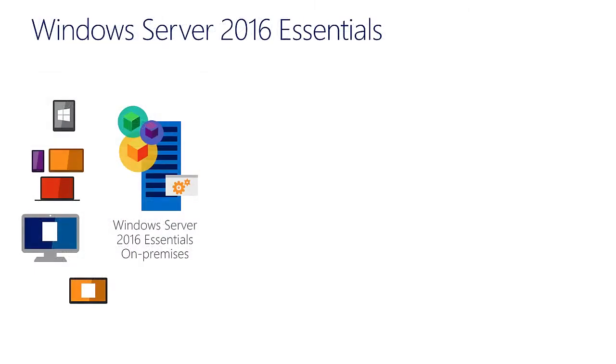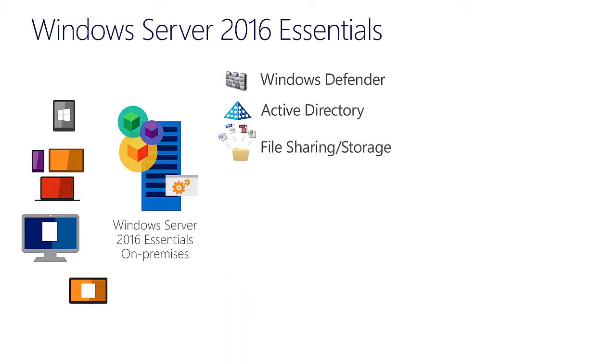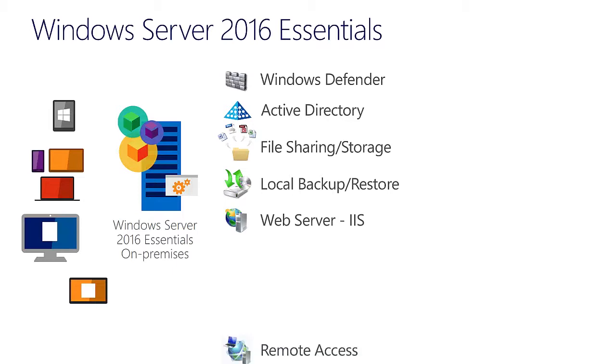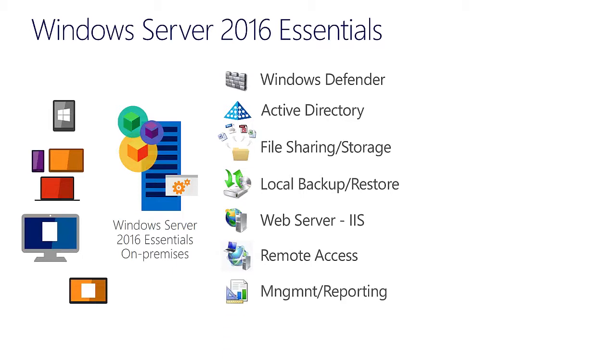Let's take a look at what some of these features are like. So you have the Windows Server 2016 Essentials on premises and your clients are connecting to it. And in that server, you'll have Windows Defender, Active Directory for identity management and policy management, file sharing and storage for all of your end users, local backup and restore, a web server, Internet Information Services, remote access, and that's web remote access and general remote access, and then management and reporting, and then also cloud integration.